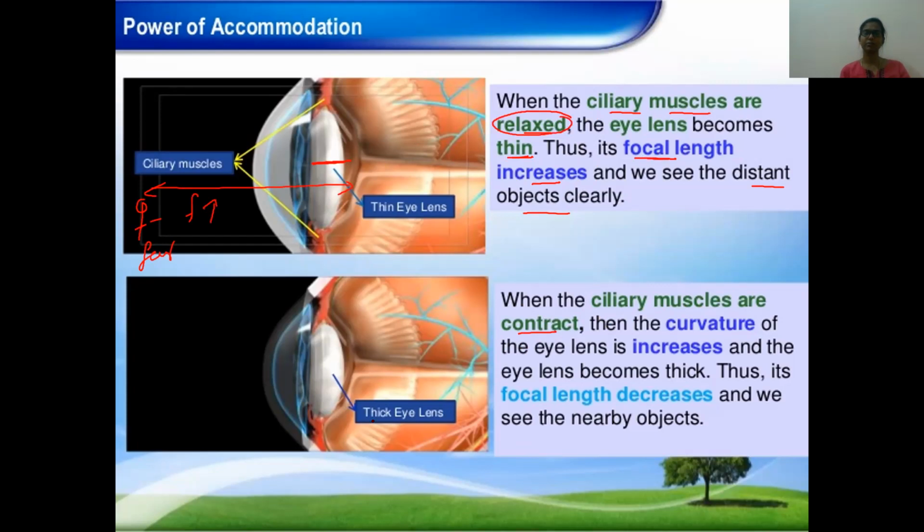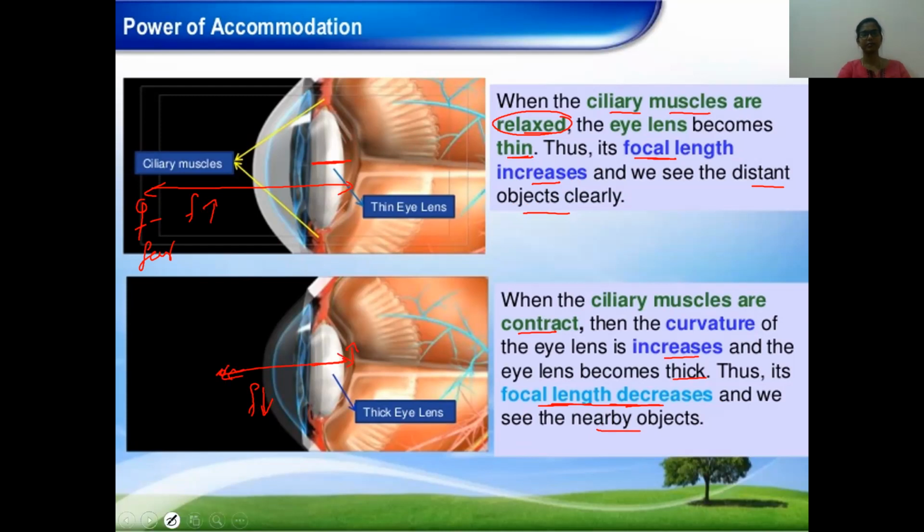We can see that when this eye lens contracts, the thickness increases. When thickness increases, the focal length decreases. That time we can see the eye lens curvature increases and the eye lens becomes thick, and thus its focal length decreases and we can see nearby objects. Are you clear, children? When the eye lens is relaxed, we can see far objects. When the eye lens contracts, we can see nearby objects. Focal length decreases, less focal length, nearby objects we can see.